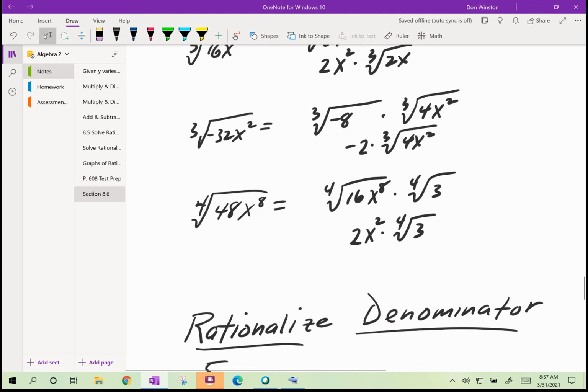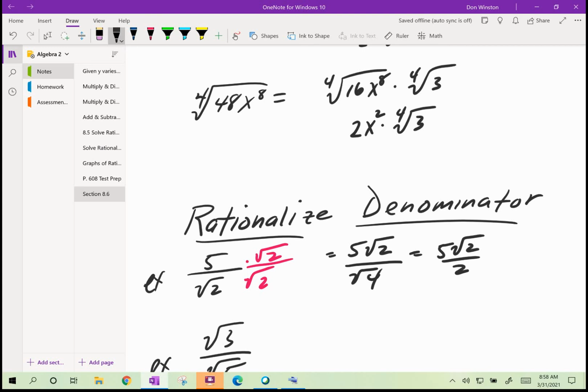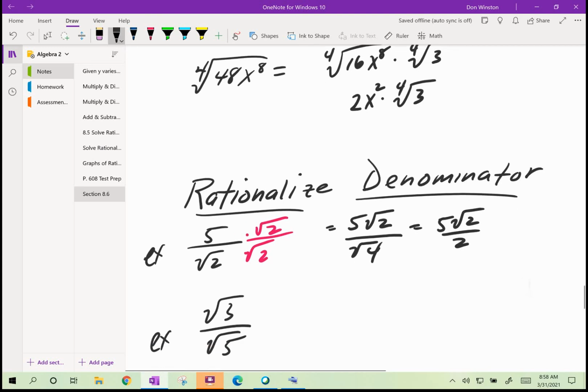Now we'll look at rationalizing the denominator. So to recall, to rationalize the denominator, you want to get rid of the radical in the denominator. So I have 5 over root 2, so I need to multiply this by root 2 over root 2. You multiply both the numerator and denominator by the radical on the denominator. And so that would give me then a 5 root 2. Root 2 times root 2 would be root 4, but that would equal 5 root 2 over 2. Done. Rationalized.